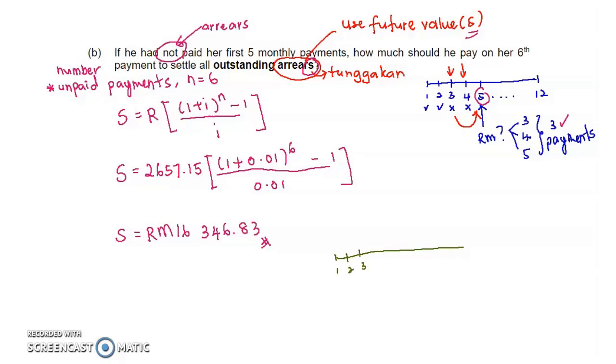1, 2, 3, 4, 5, 6, and so forth. First month unpaid, second month unpaid, third month unpaid, fourth month unpaid, fifth month also unpaid, based on this question. But on the 6th month here, you decide to settle the arrears. You want to make payment on the 6th month. So on the 6th month, how many payments do you actually want to make? Arrears here is 5 months unpaid. So on the 6th month, you want to pay as well. That means 5 plus 1, equal to 6. So that's why here n equals 6.